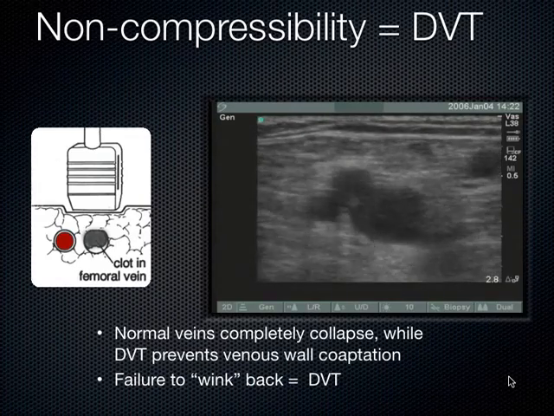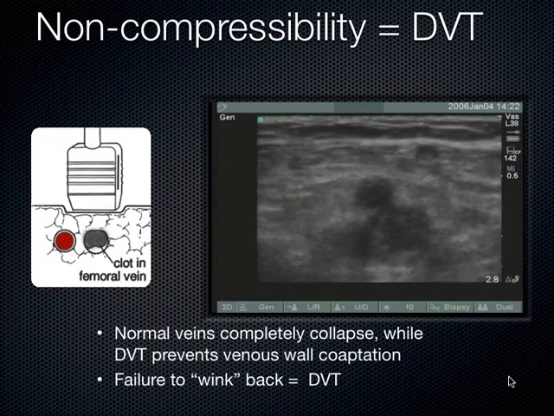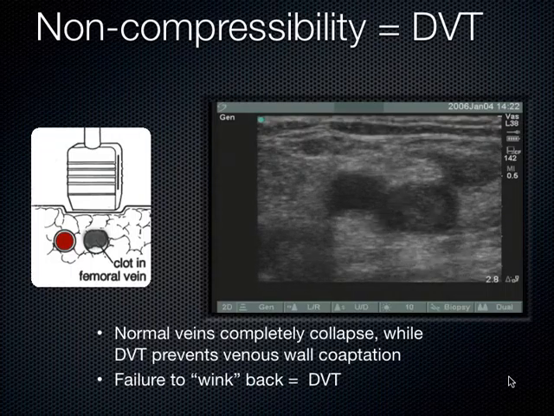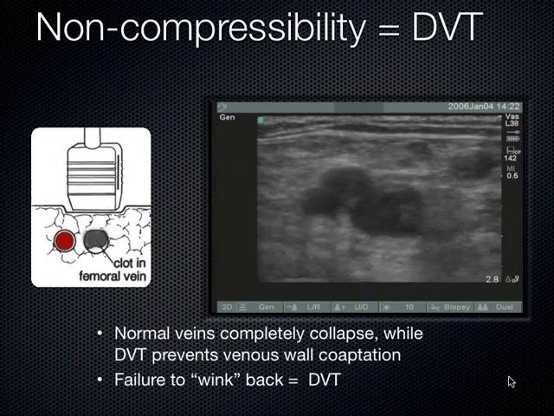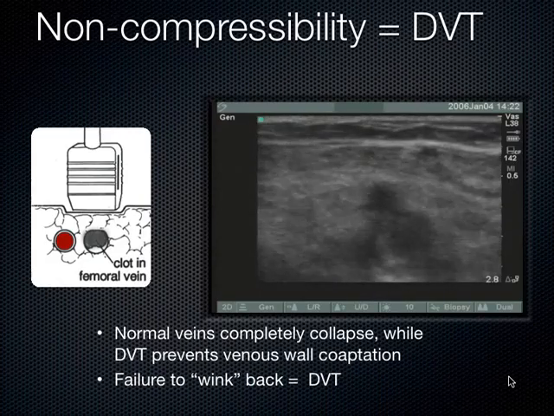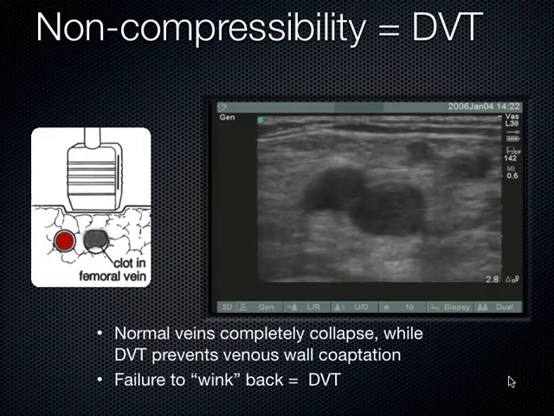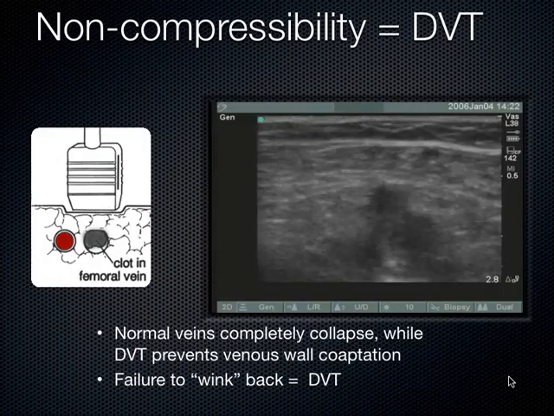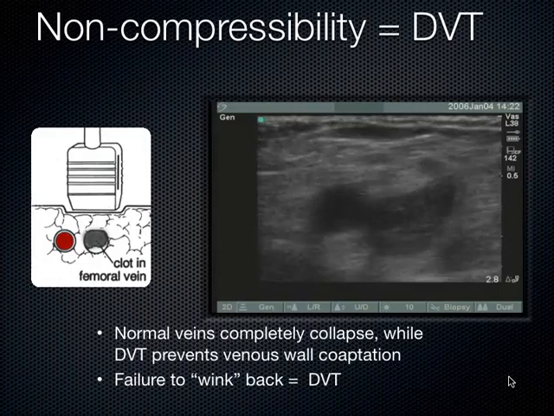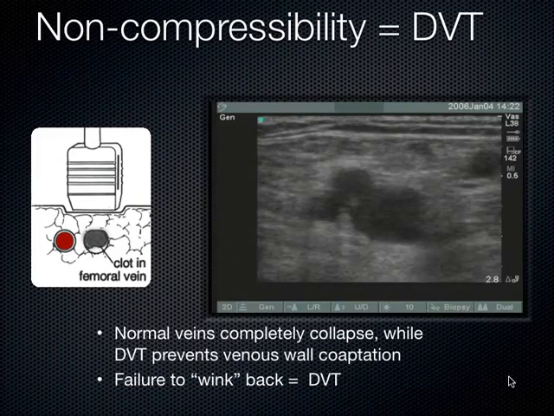So it's really the compressibility more so than the echogenicity of the thrombus. And that's a really important distinction to make. Just because you don't think you see one there, it's really all about the compression. And you've got to push pretty hard to get it to compress. If it doesn't wink back, there's a DVT.